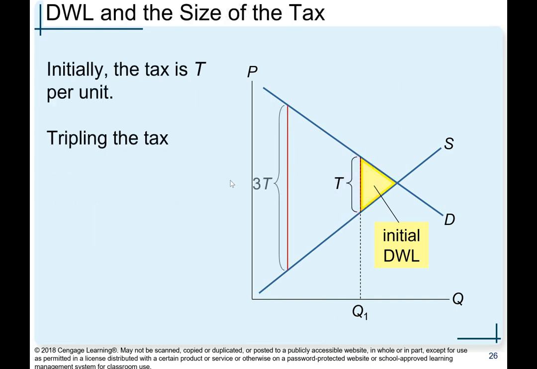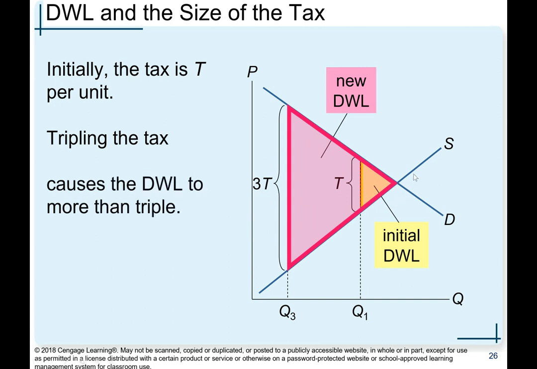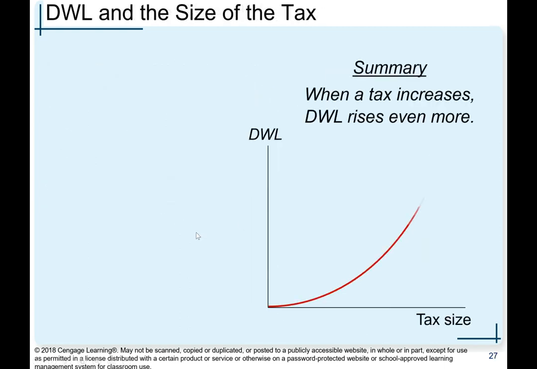What about if you triple the tax? Tripling the tax leads to this deadweight loss, and therefore tripling the tax more than triples the deadweight loss. So the summary here says when tax increases, deadweight loss increases even more.